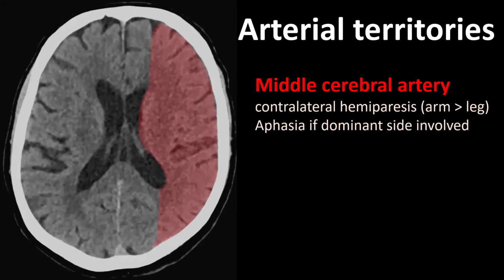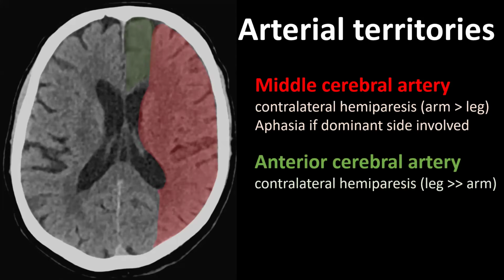We have the territory of the middle cerebral artery, which is the biggest territory, composing most of the lateral part of the cerebral hemisphere. If you have a stroke in the middle cerebral artery territory, patients will present with a contralateral hemiparesis affecting the arm more than the leg. And if the stroke is located in the left hemisphere, patients will generally present with aphasia.